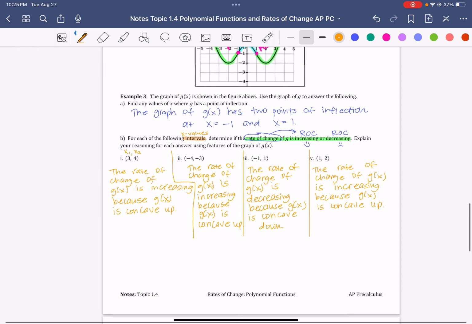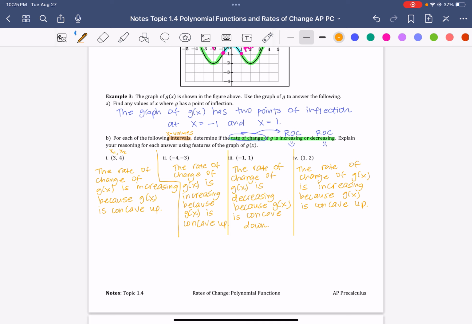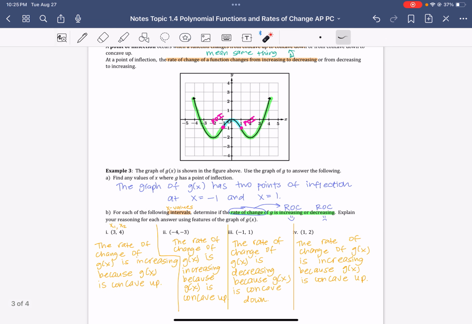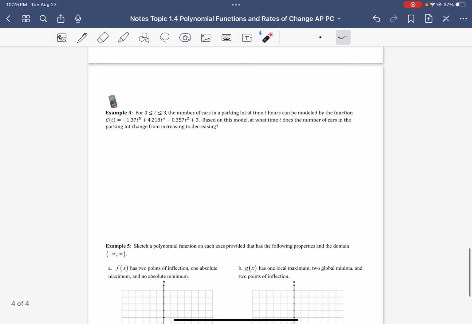Okay? So that's pretty simple. You don't have to worry about whether your slope is positive or your slope is negative. It's not asking you, were you decreasing? It doesn't matter. If you were part of that smiley face, that's all that matters. They're not asking you about slope. They're asking you about concavity. Okay? Let's go to the next example.